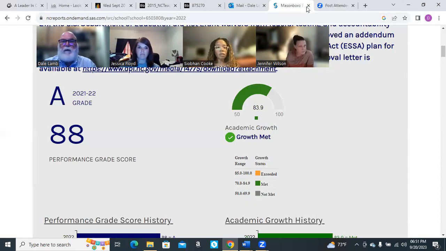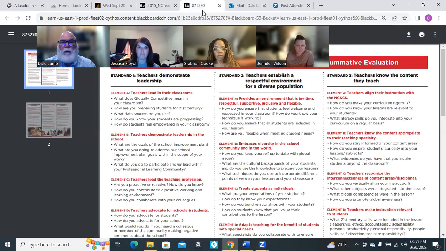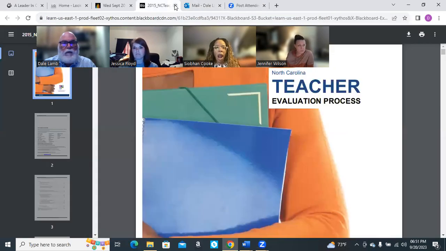Again, I've gone over the growth model for you. Here's what we're looking for when we go in the classroom to evaluate teachers. Here's the manual.